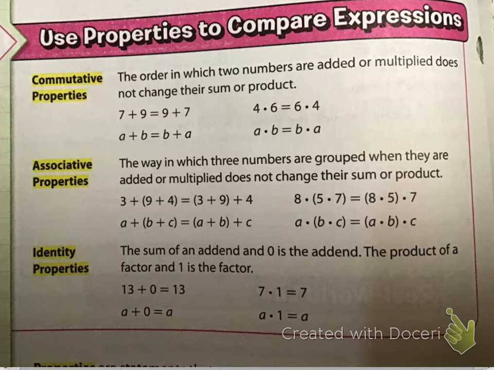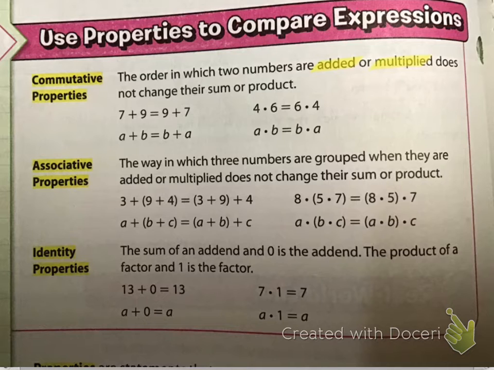Here are three important properties. There's the commutative property. The order in which two numbers are added or multiplied does not change the sum or their product. So as we know, 7 plus 9 is the same as 9 plus 7. 4 times 6 is the same as 6 times 4. And the book does what I love, which is uses variables to describe it. This always works, but only with addition and multiplication, not with subtraction or division.